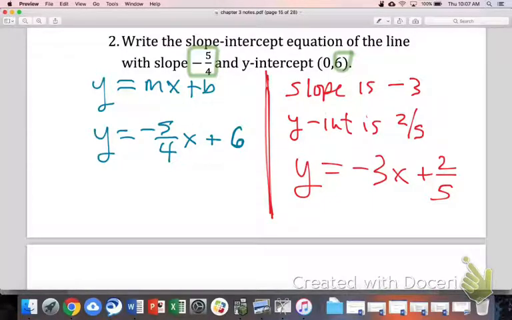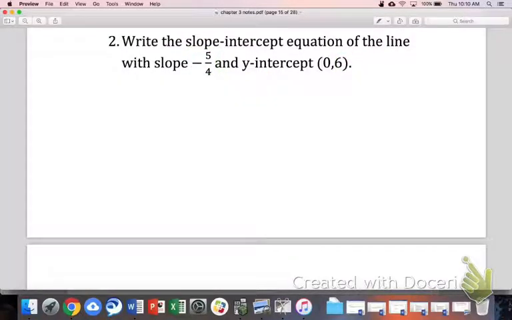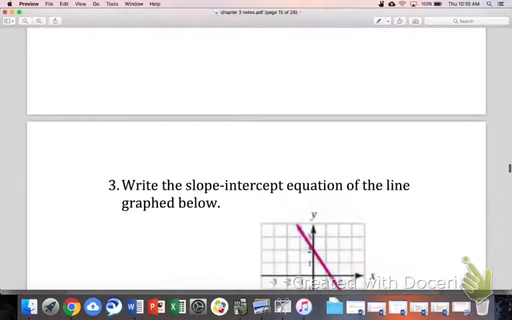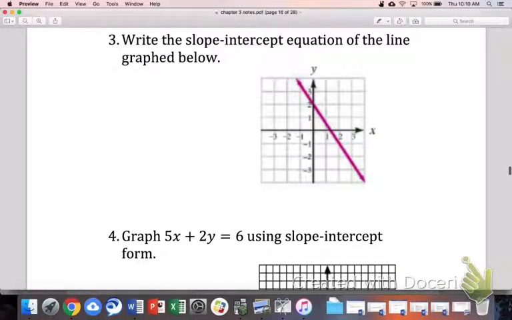Okay, so let's move on. You guys are doing a nice job with this. Number 3, I've only got a couple more here. So this one. Guys, this is where we're going to start transitioning into graphing a little bit. This is kind of the point of this.